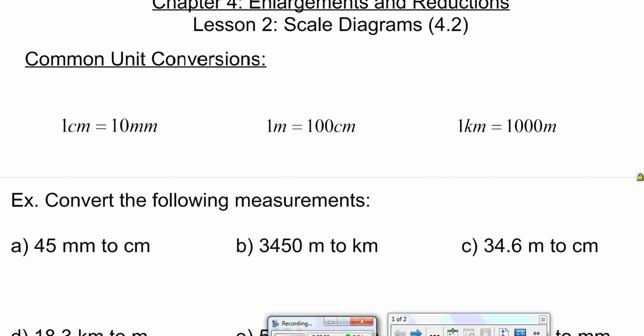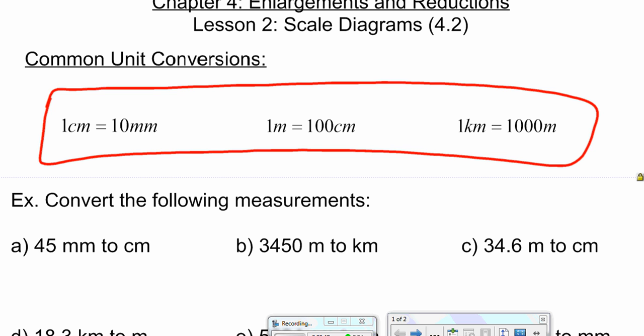And so some basic conversions that you need to remember. Okay, 1 centimeter is the same as 10 millimeters. 1 meter is the same as 100 centimeters. And 1 kilometer is the same as 1,000 meters. So we're going to use these ratios to help us solve some problems.